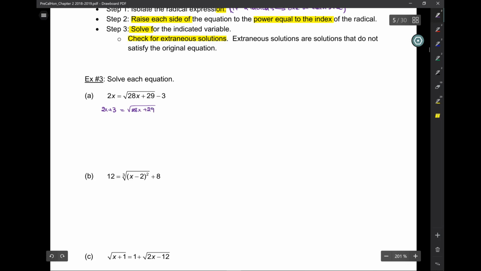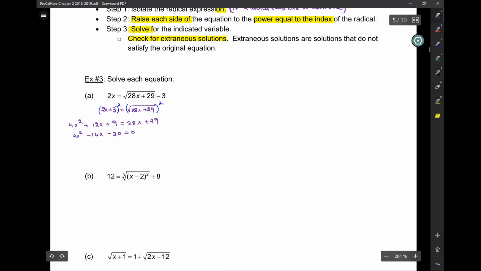Okay? Raise everything to the power of 2. Okay, and now here, what do we get? 4x squared plus 12x plus 9 equal to 28x plus 29. Okay, sometimes the numbers get a little messy, just stick with it, okay? All right, let's bring everything to the left side now. So 4x squared plus 12x minus 28x is negative 16x minus 20 equal to 0.